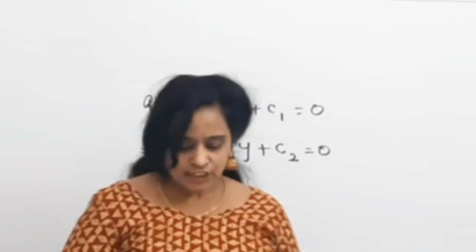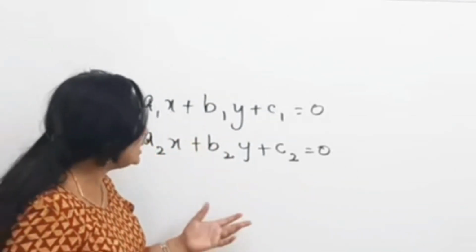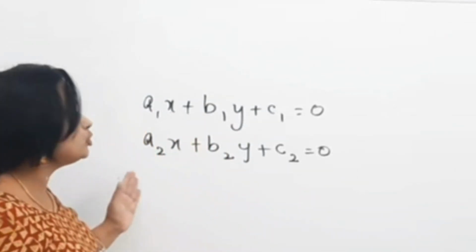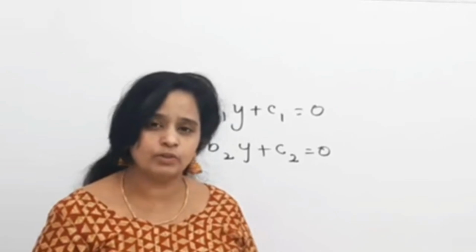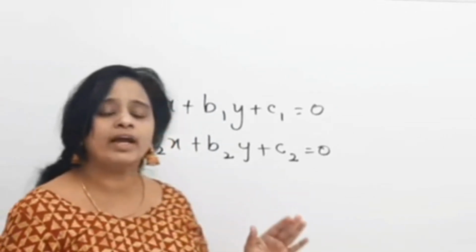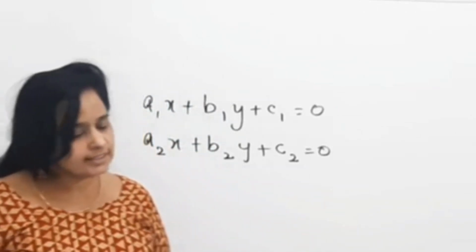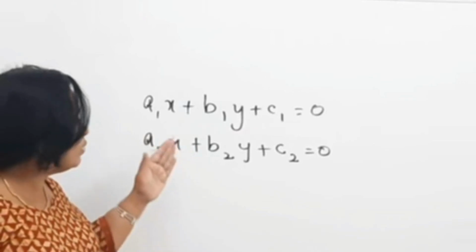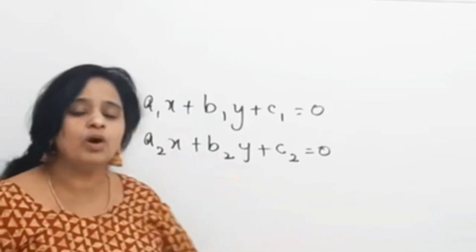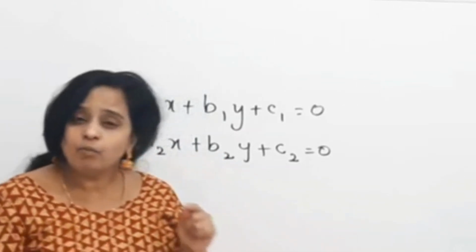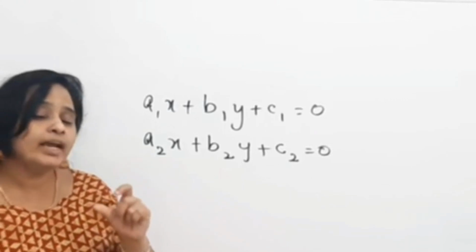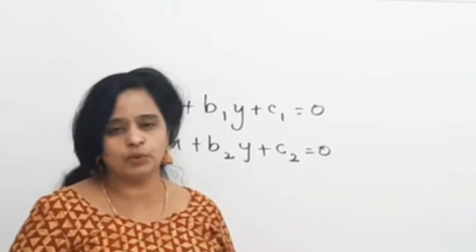Here we go. Children, a pair of linear equations takes the general form a1x plus b1y plus c1 is equal to 0, a2x plus b2y plus c2 is equal to 0, where a1, b1, c1, a2, b2, c2 are any real numbers. And what about x and y? x and y are the solutions of these two equations.